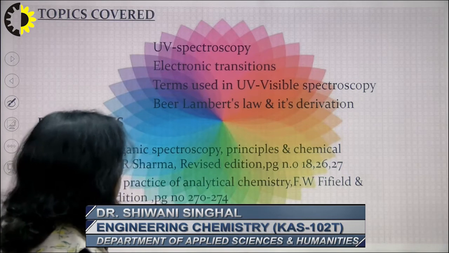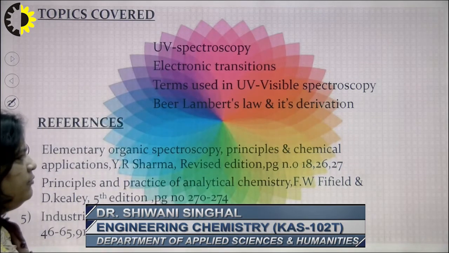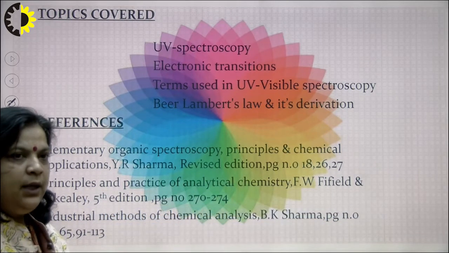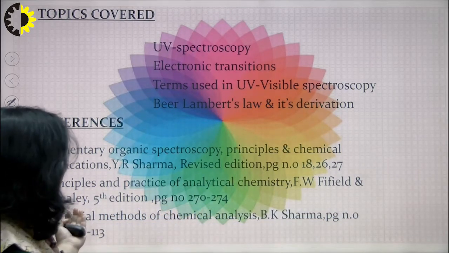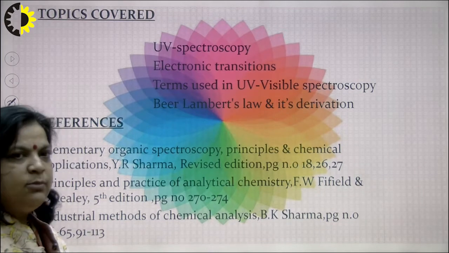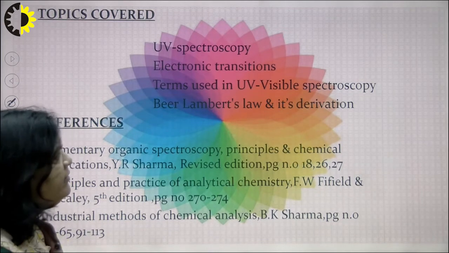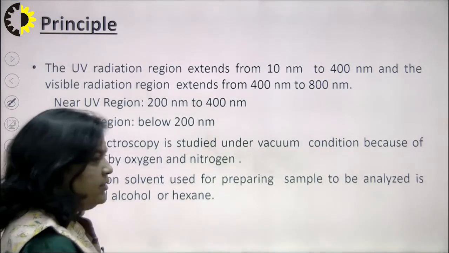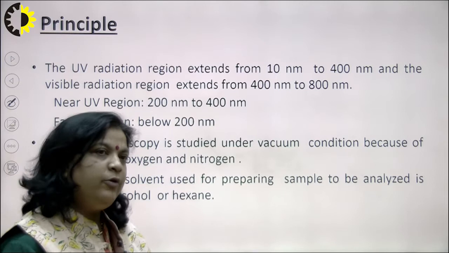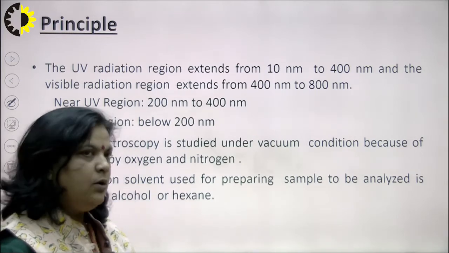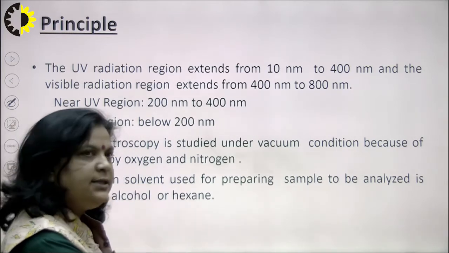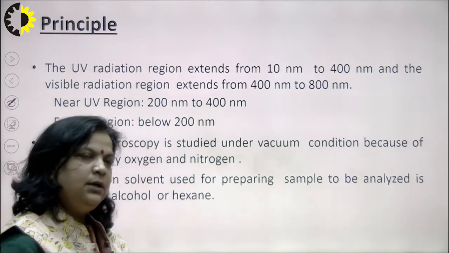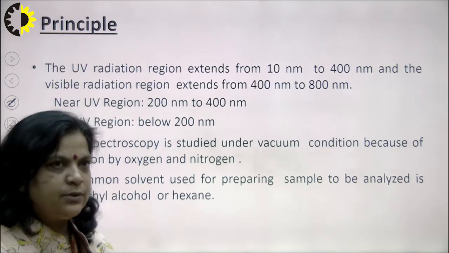The references which I have taken are from Y.R. Sharma's book, Elementary Organic Spectroscopy, Shashi Chawla, and Industrial Methods of Chemical Analysis by B.K. Sharma. In the previous lecture, which was L1, I gave the introduction of all four spectroscopies. Now, in this second lecture, I will discuss the overall concepts of UV visible spectroscopy.